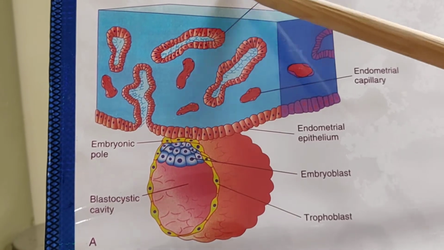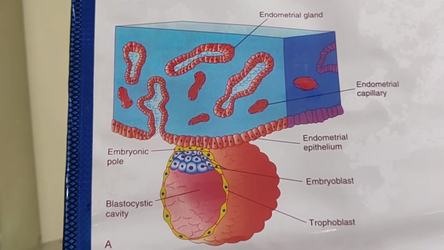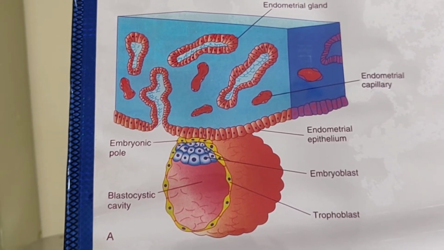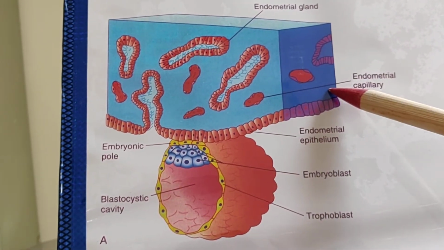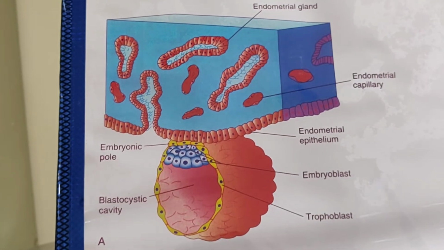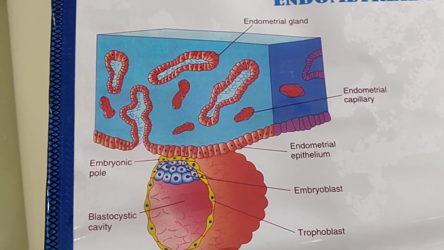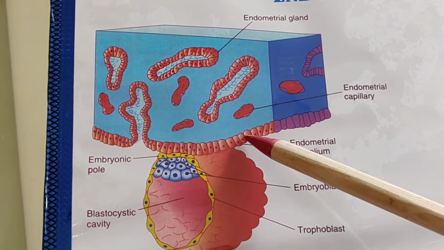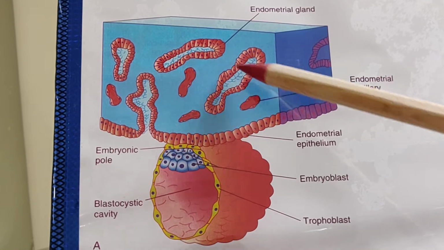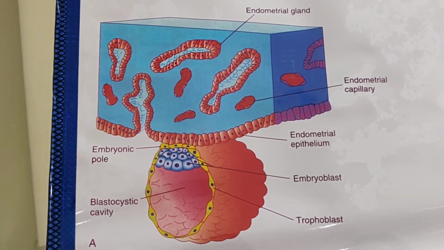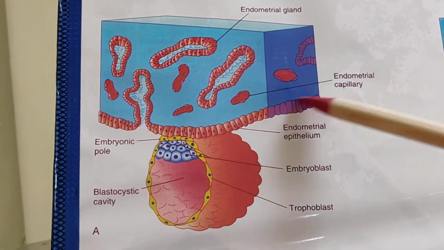Now in this diagram, this is the initial stage of implantation. First understand the structures. This blue structure is the endometrium layer of the uterus. This line is the uterine epithelium, the cuboidal epithelium, and in the endometrium these are the uterine glands, and these are the capillaries. This is the part of the uterus.